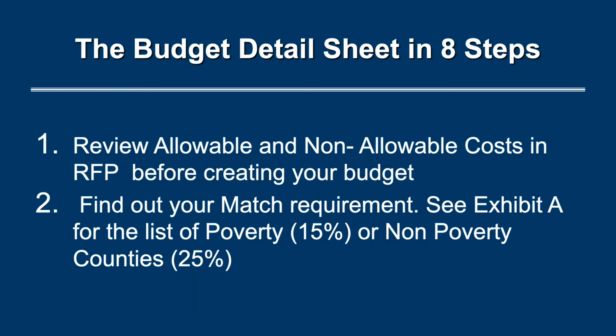We developed an 8-step guide that walks you through all that you need to do to create your budget. If you are uncertain how to complete any of the steps, go back and review the previous budget module sections. Let's take a look at each step. First, you will review the allowable and non-allowable costs in the RFP. Second, you will determine the match requirement by identifying in Exhibit A whether the county you will be serving is a poverty or non-poverty area.